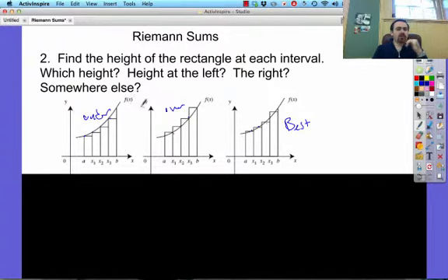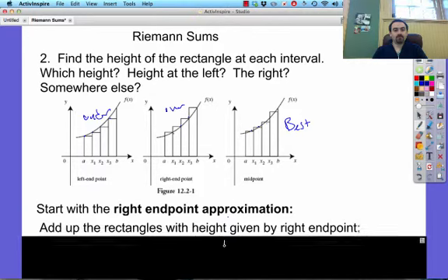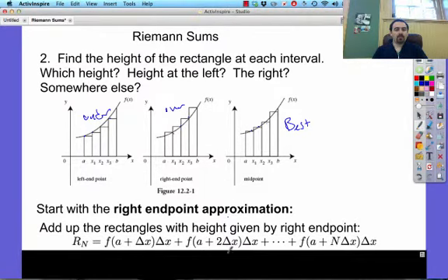Now, we're going to start by looking at the right endpoint estimate, and we're going to do each of these. This is a left endpoint estimate, this is a right endpoint estimate, and this is a midpoint estimate. We're going to start with the right endpoint approximation. So we're going to add up the rectangles with the height given by the right endpoint.